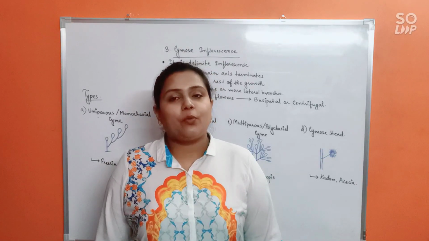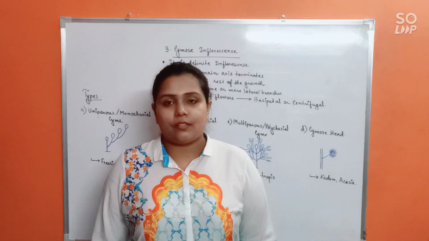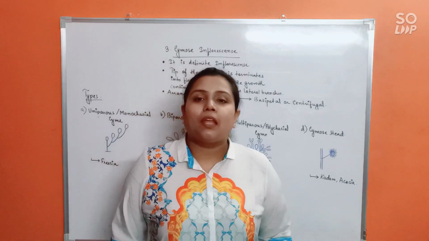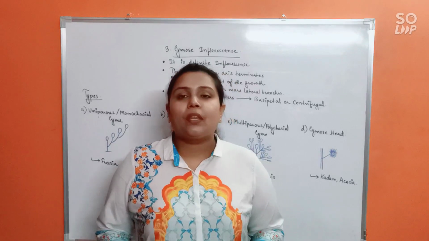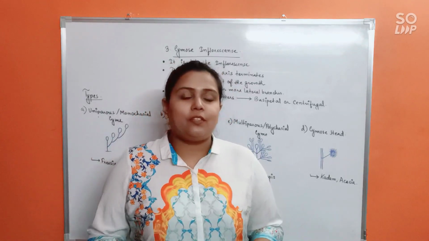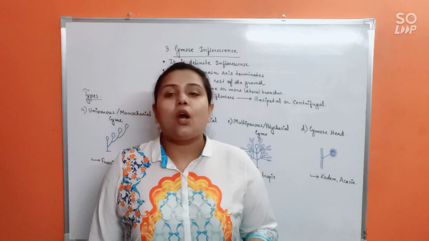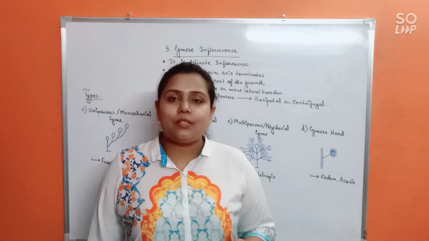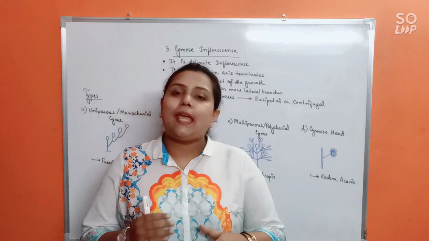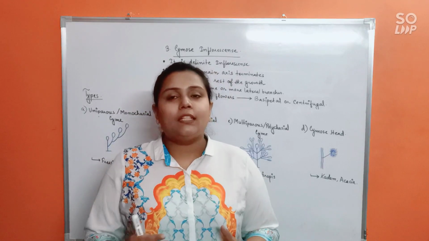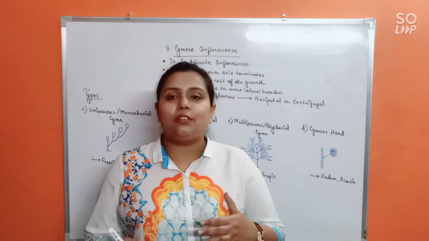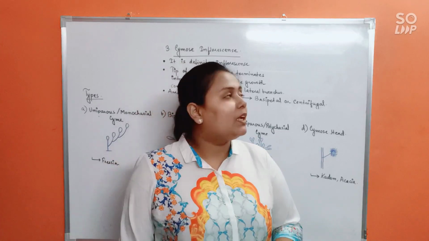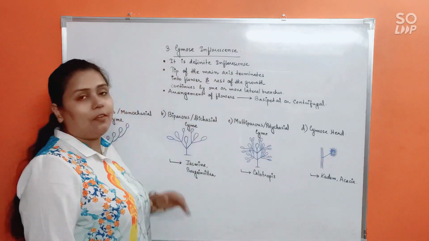In today's class, we are going to discuss cymose inflorescence. Last class we discussed racemose inflorescence, right? So exact opposite to that would be cymose inflorescence. Whatever are the characteristics of racemose inflorescence, the exact opposite would become cymose inflorescence. So you don't have to remember it again in a separate way. So that is the definition.